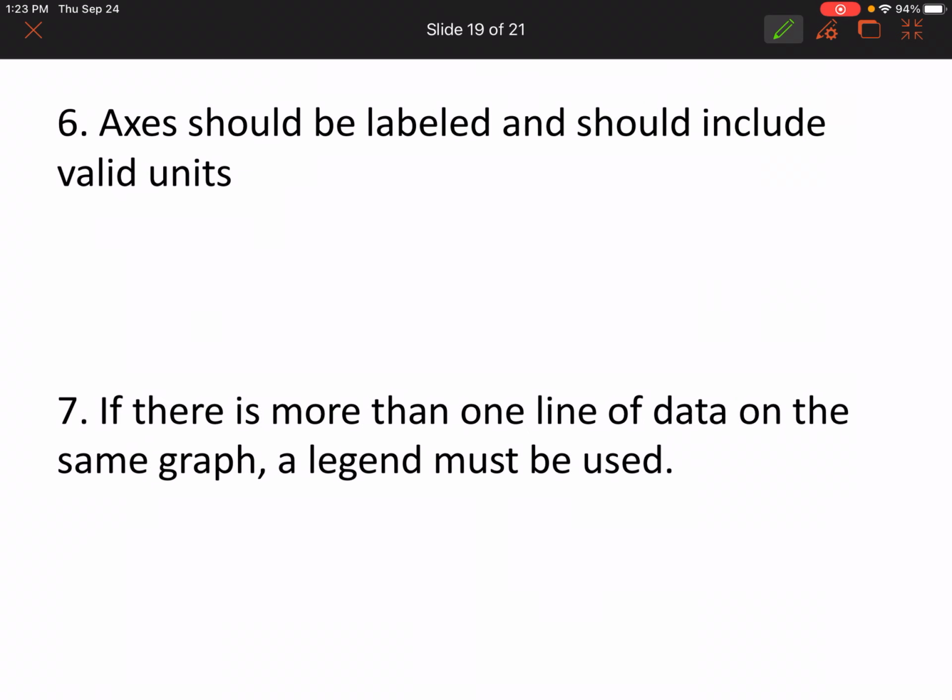Number 6, axes should be labeled and should include valid units. So I'm hoping that you know that. So for example, we had temperature there, and I had degrees Celsius, and then time with minutes. So make sure you've got proper units there.